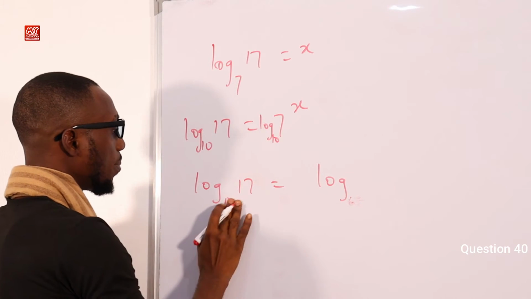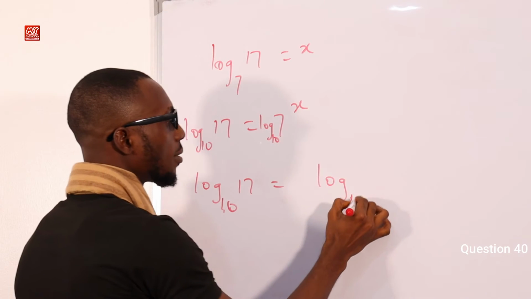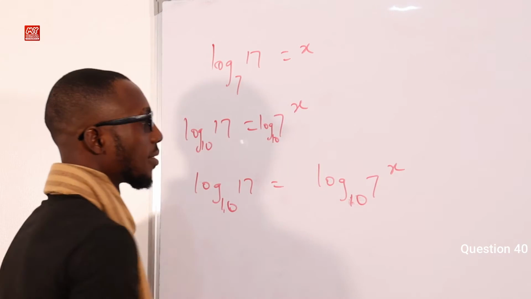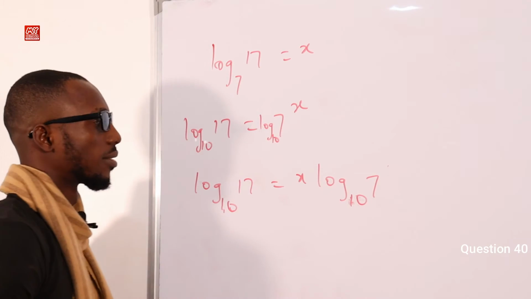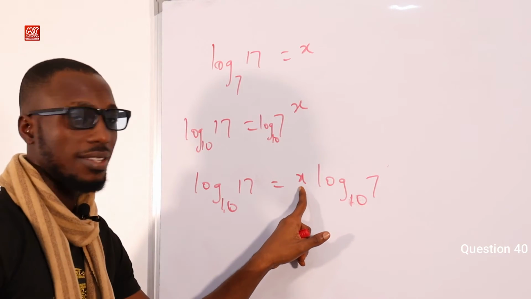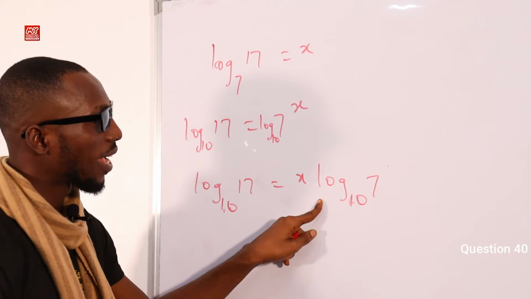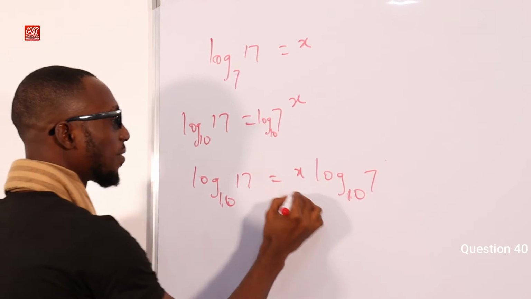I don't even need to put the base 10, but let me just put it for clarity's sake. 7 raised to power X, you know, this X still means this. So I'm looking for X. I can divide both sides by the coefficient of X, which is log base 10 of 7.